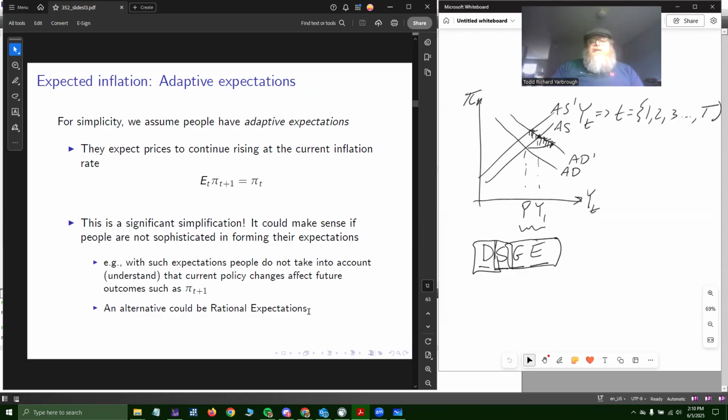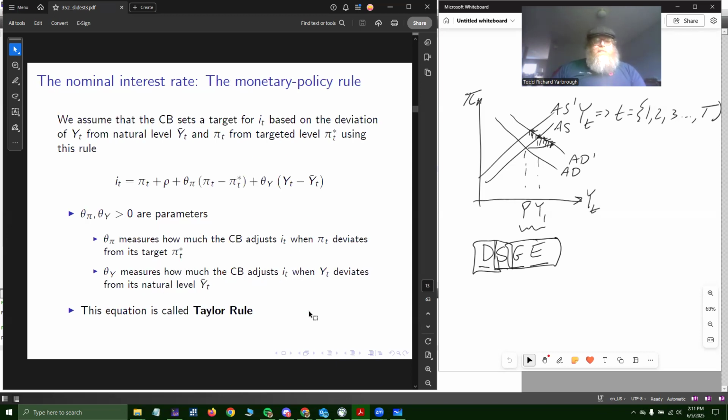We could instead build into our model rational expectations. The only difference there is that if we assume rational expectations, it just changes a little bit of the nature of inflation versus expected inflation. It's just another assumption we could make in the model. Here, we're going to choose the simpler adaptive expectations model just for the sake of making our lives a lot simpler.